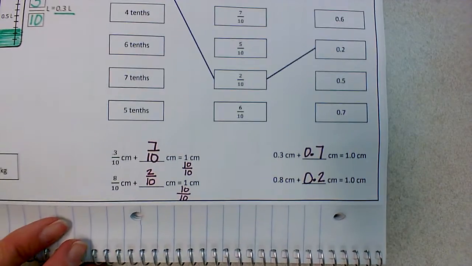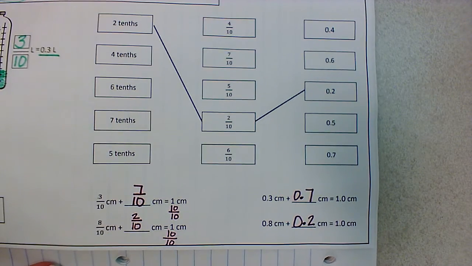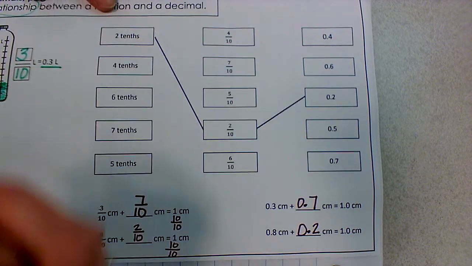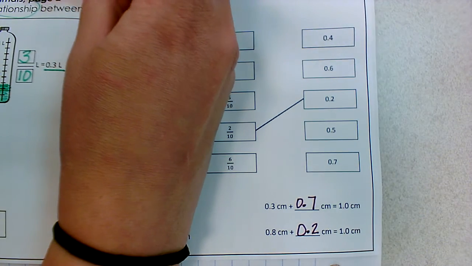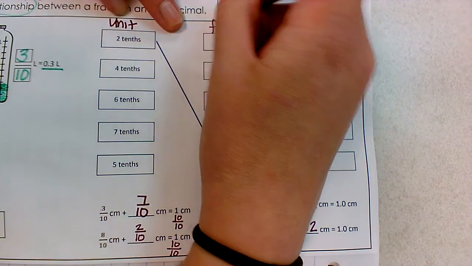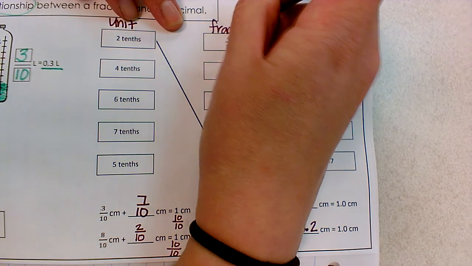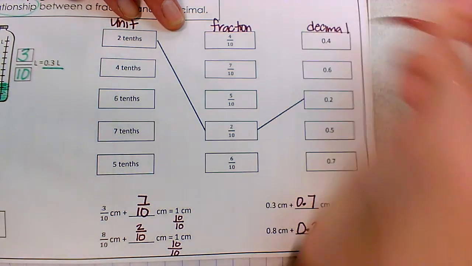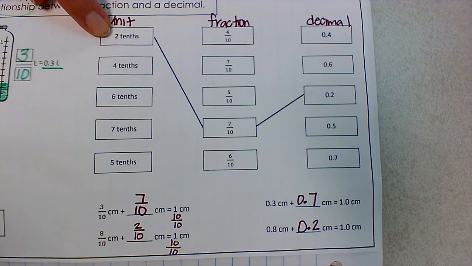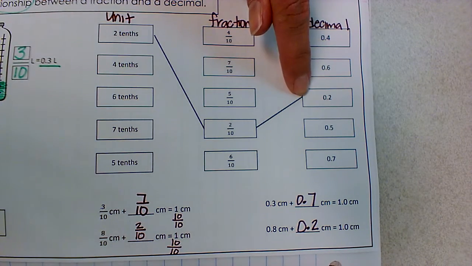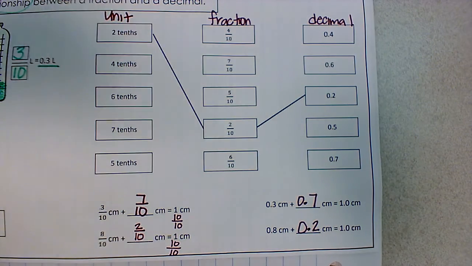Okay? So now here's our last part, because again, we're understanding that relationship. That's our objective today. So we have unit form. I'm going to put some labels. I have unit form. Remember, that's a number and word. I have fractions, and I have decimal form. And so I want to find the match that belongs. So I can say 2/10 in unit form. Here's 2/10 as a fraction. Here's 2/10 as a decimal. So let's find those matches.